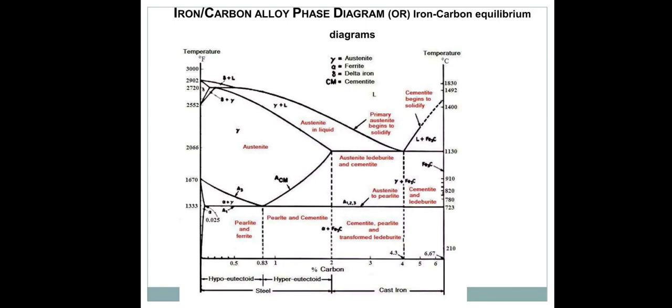Here we can also see ledeburite. Ledeburite is the eutectic mixture of austenite, gamma iron, and cementite Fe3C containing 4.3% of carbon content. In pure iron carbon alloy, it forms at 1140 degrees centigrade. Most of the engineering alloy materials belong to this range of alloy.